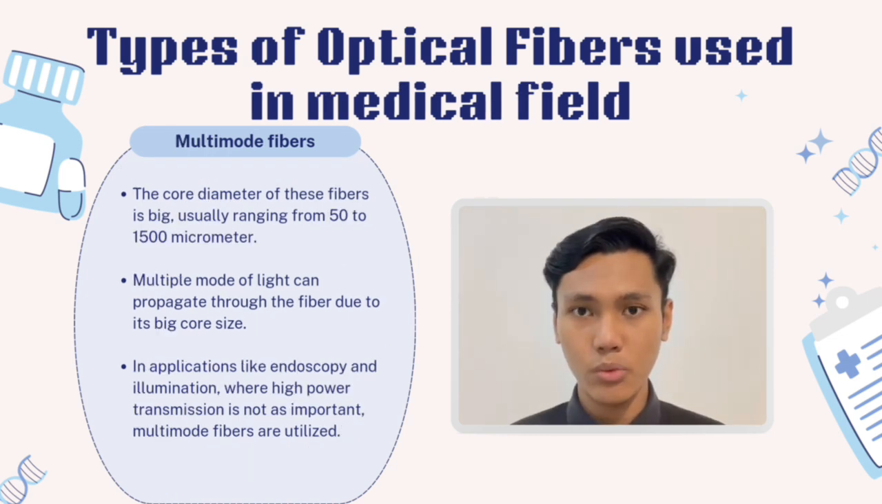Second is the multimode fiber. This fiber has a large core diameter, typically around 50 to 1500 micrometers. This large core size allows multiple modes of light to propagate through the fiber. Multimode fibers are used in applications where high power transmission is not as critical, such as in endoscopy and illumination.